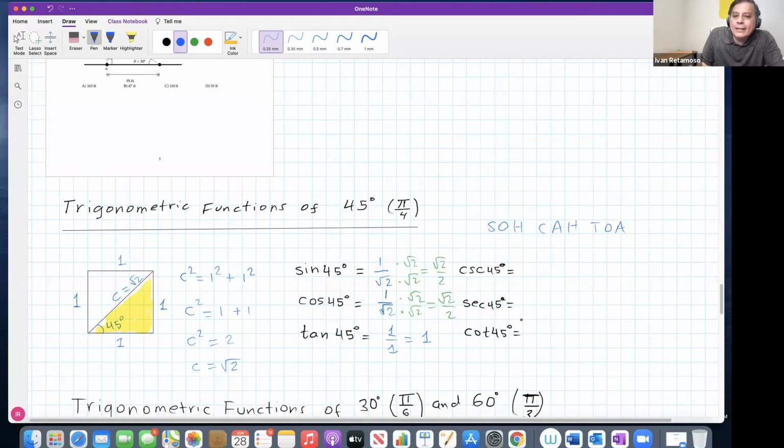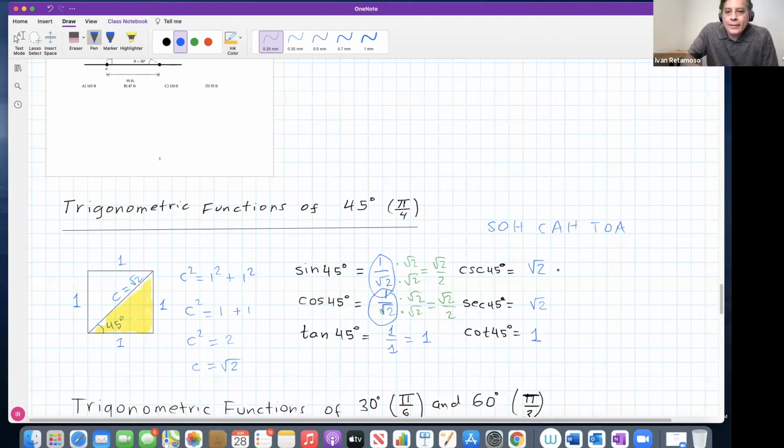For these guys, they come for free once we flip these guys, right? If we flip sine in this form, right, this will be a square root of 2 over 1, which is a square root of 2, right? If we flip cosine to get secant, if we flip this guy, this will be a square root of 2 over 1, but that is just a square root of 2, right? And if we flip 1 over 1, we end up with 1 over 1 again. So tangent and cotangent for 45 degrees, the same, right? Try to remember these results, guys, will help you later.